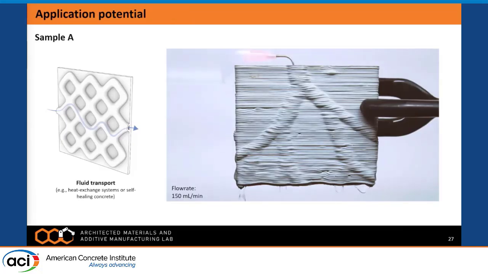As I mentioned at the start of my presentation, one of the potential uses of these 3D printed channel networks is to transport fluids, and that's something we're demonstrating in this video. And this can be helpful in a wide range of applications, for example, radiant heating and cooling systems or self-healing concrete.